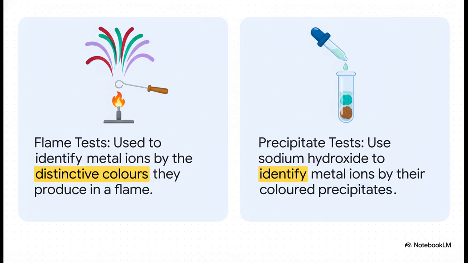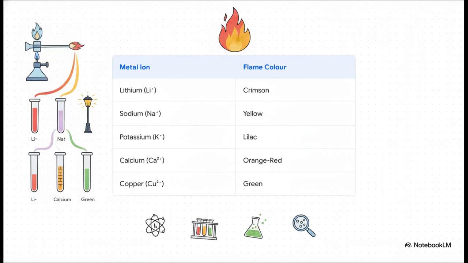The second tool is the precipitate test. This sounds complicated, but all you do is add a chemical, sodium hydroxide, and see if a solid forms. That solid is called a precipitate, and its color gives us a massive clue. And these are the results you have got to know for your exam. Seriously, tattoo these onto your brain. Each color is a dead giveaway.